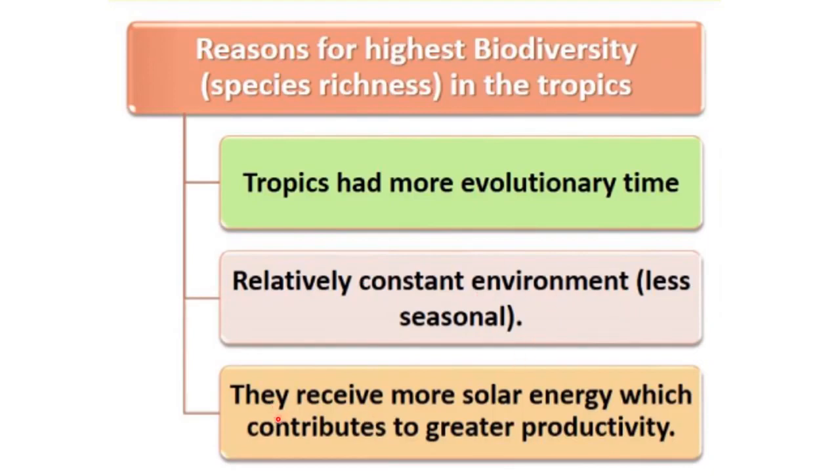The third very important reason is that tropical areas receive more solar energy, which contributes to greater productivity. If the solar energy is more, then obviously the productivity will be more. Productivity depends on the plants, and if solar energy is more, plants can grow, right? There will be different species of plants there, and all the productivity comes from the plants, for the animals also. So if there are more plant species, animal species will also be more in that area. So this is the third reason for the species richness of the tropics.